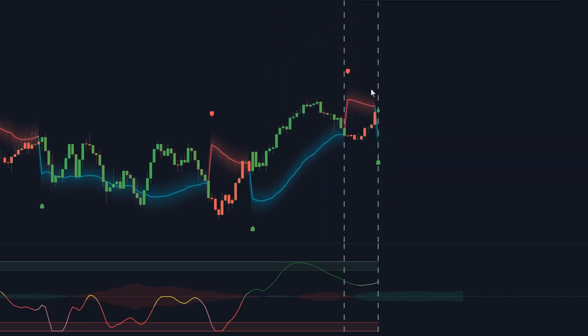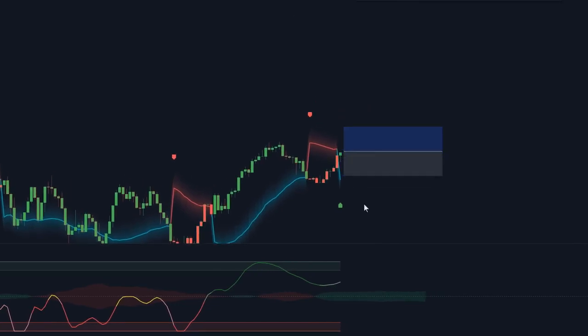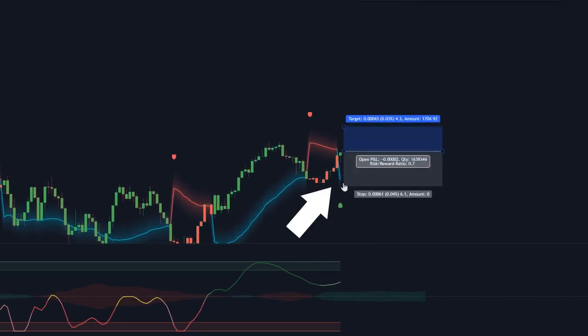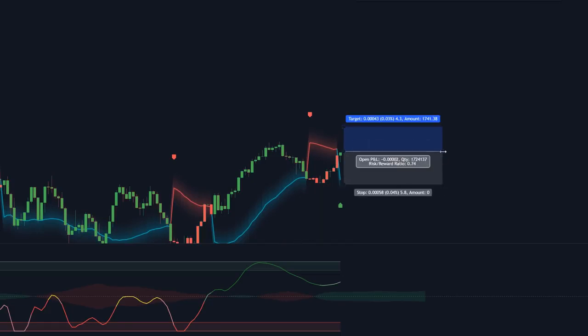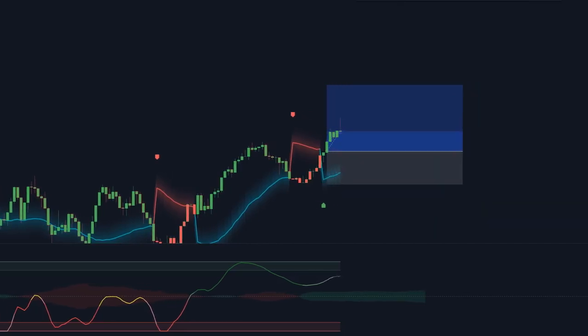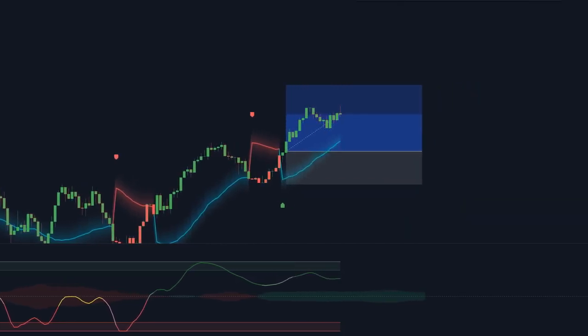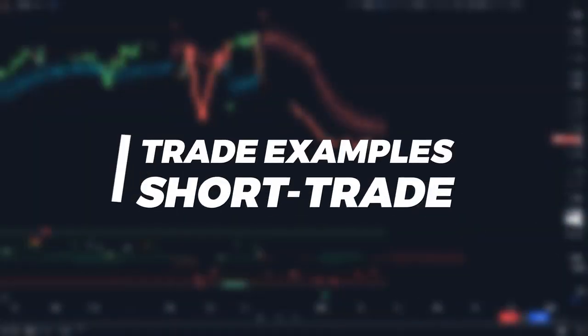For this particular example, we can see that it never turned to red or yellow. It only remained green, which makes this entry a valid entry. So we enter a long position. The stop loss is going to be set just below this blue trend ribbon. And then for the take profit, we're gonna set it at 2 times the risk. We let this trade run and take profit.